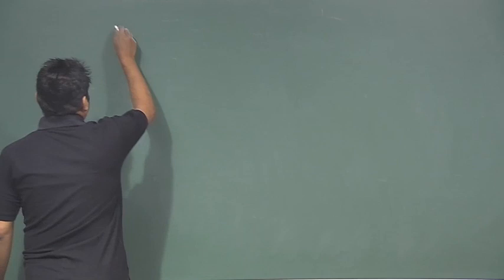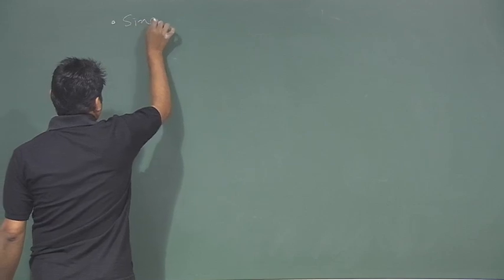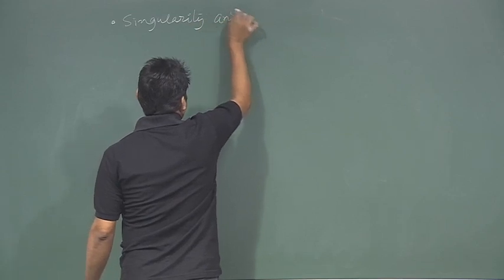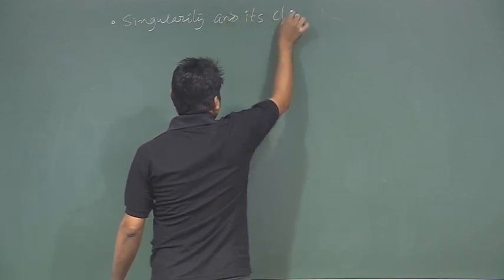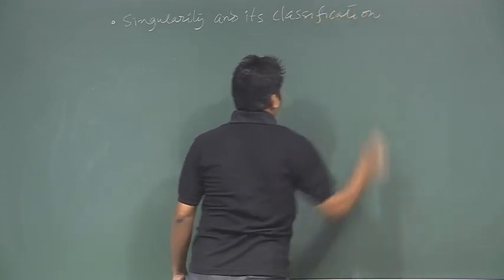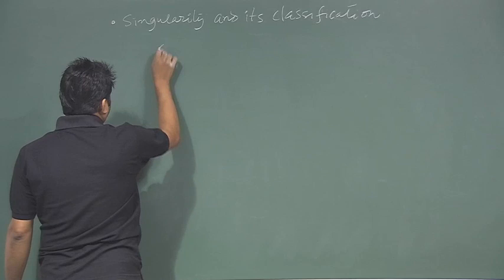Now we will go to our next step, which is important. I believe you now understand how to evaluate a Taylor series at some given particular point. So, now maybe we can go to another topic, which is called singularity and its classification. Singularity and its classification.